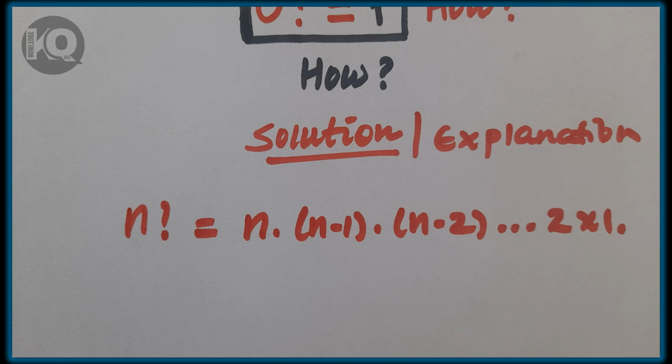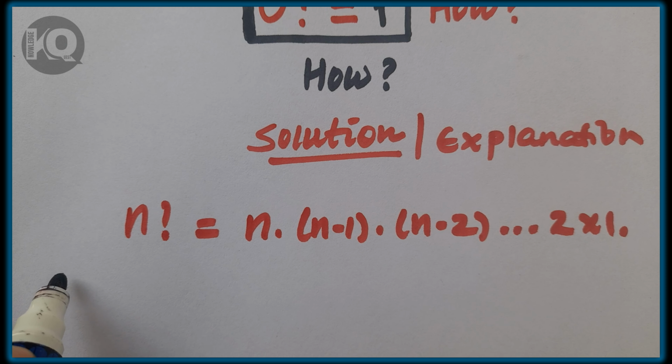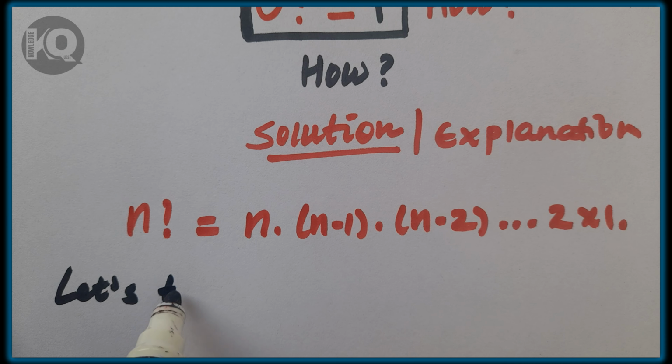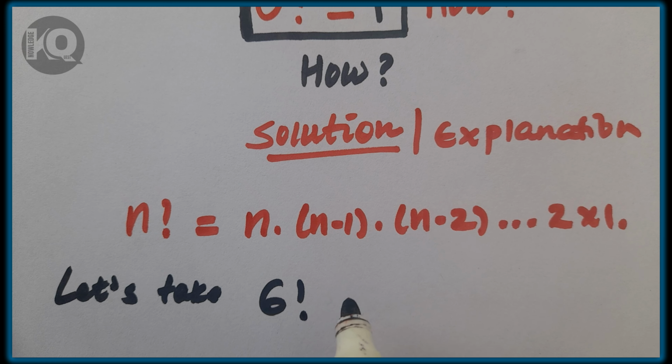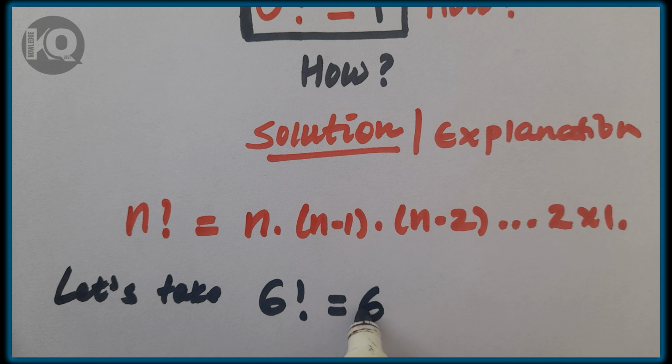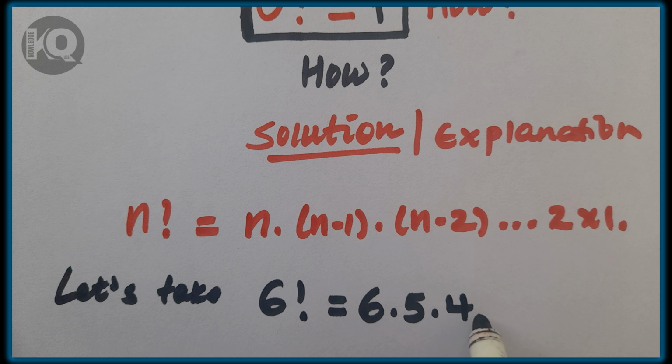So let's take 6 factorial. So n is 6 here. So 6 times n minus 1, which is 5, times 4 times 3 times 2 times 1, which is equal to 720.